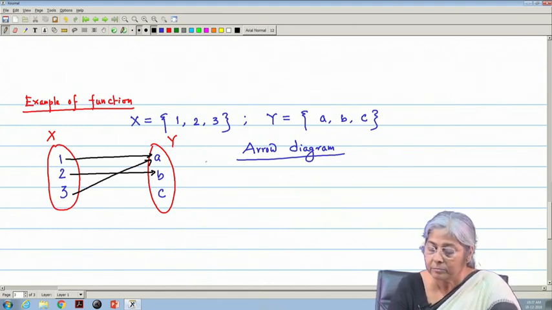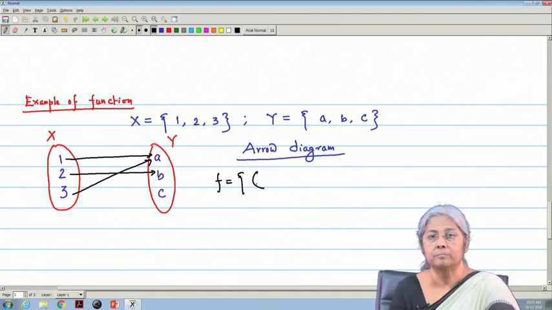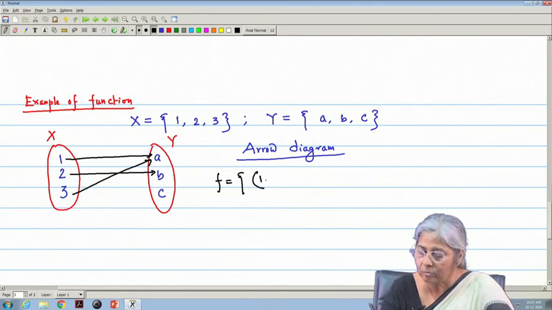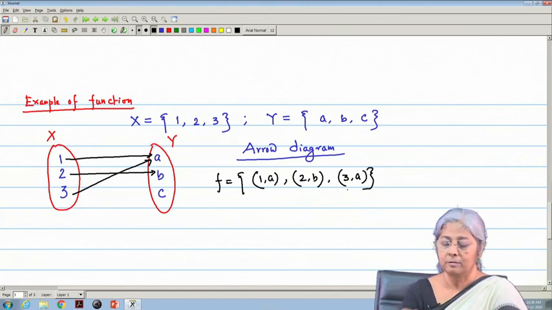Since we have defined the function as a subset of the Cartesian product, here the subset consists of ordered pairs. So, it is 1a, 2b, again 3a. So, this is a function.